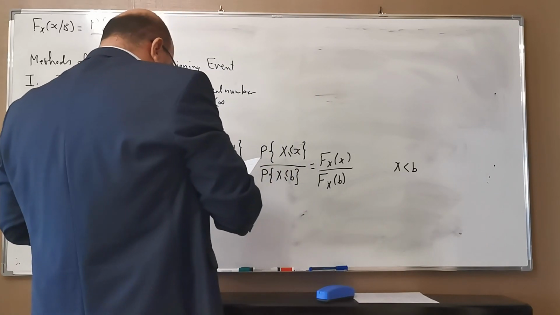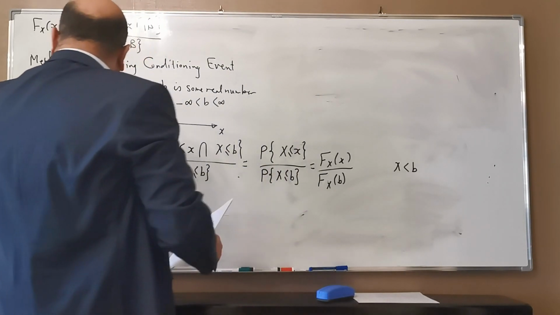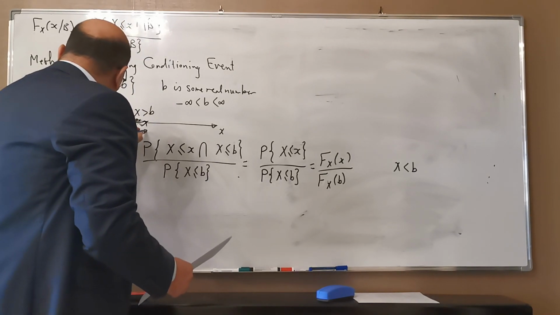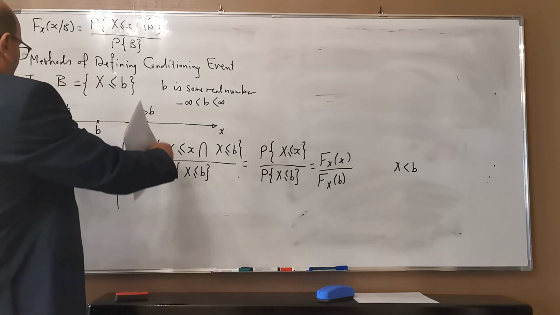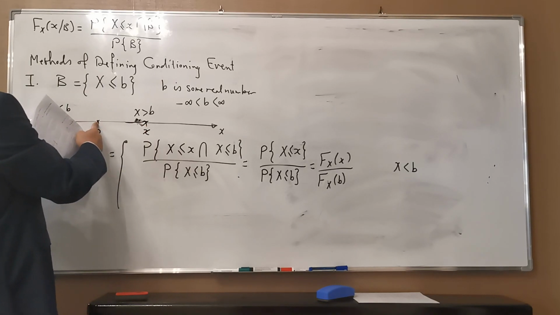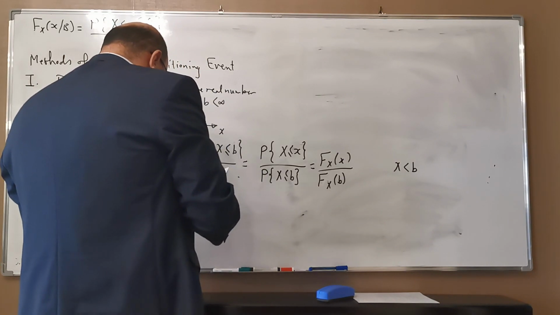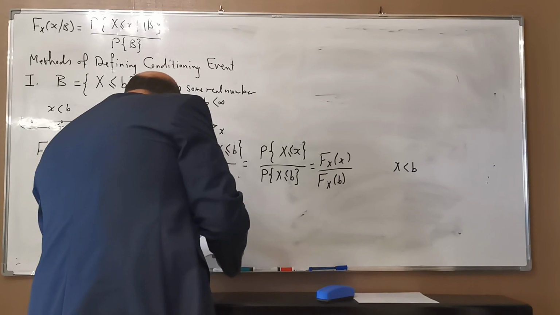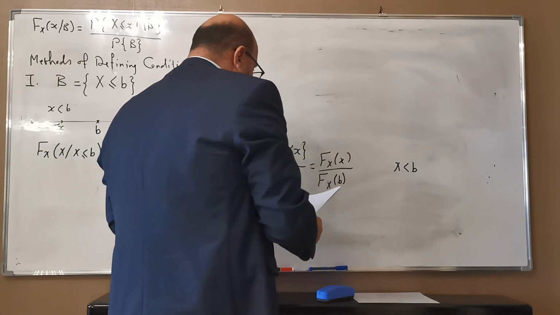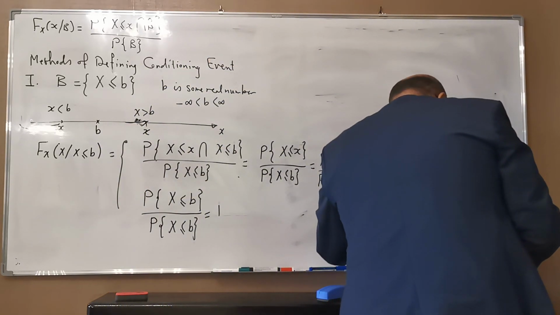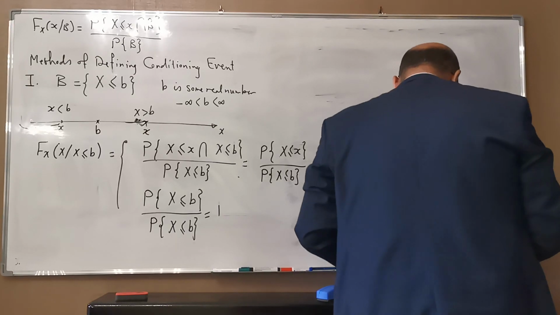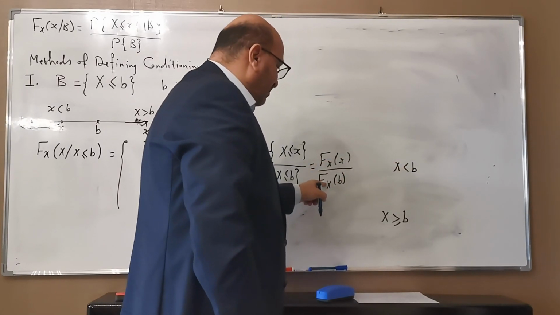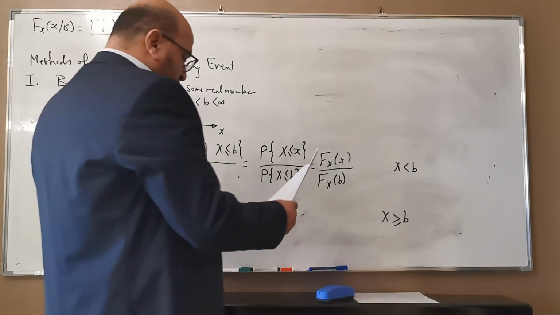Okay, now if we go with x greater than b, we choose x here. If my x is here, then the intersection of this period with this period is the smaller period. So this one here will be the probability of x less than or equal b divided by the probability of x less than or equal b, and this equals 1. This one is true for x greater than or equal b. And actually here, if x also equals b, then fx of b divided by fx of b is equal to 1. So this is what we will get.